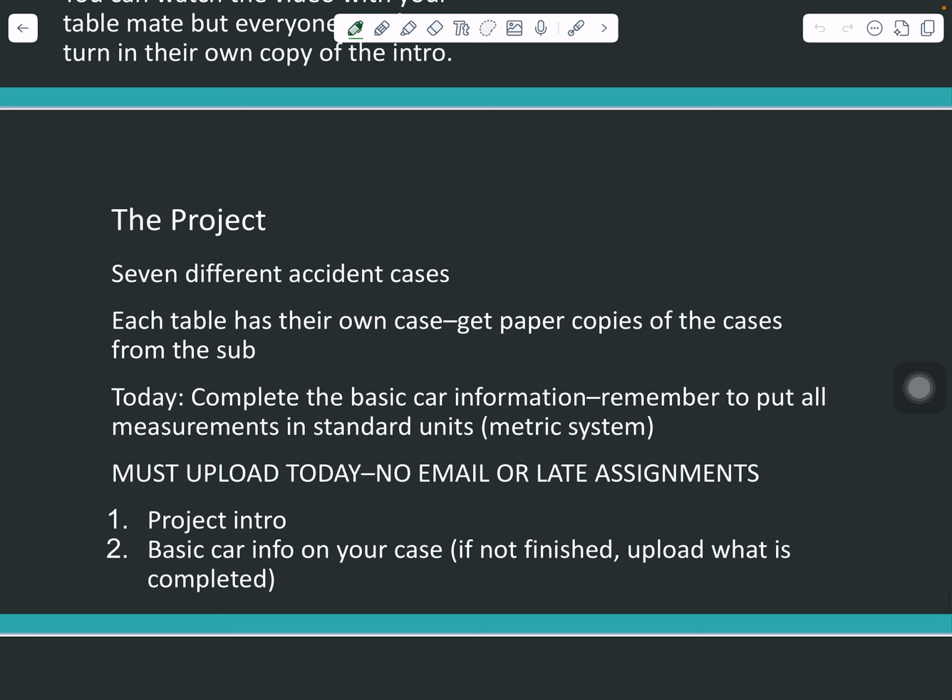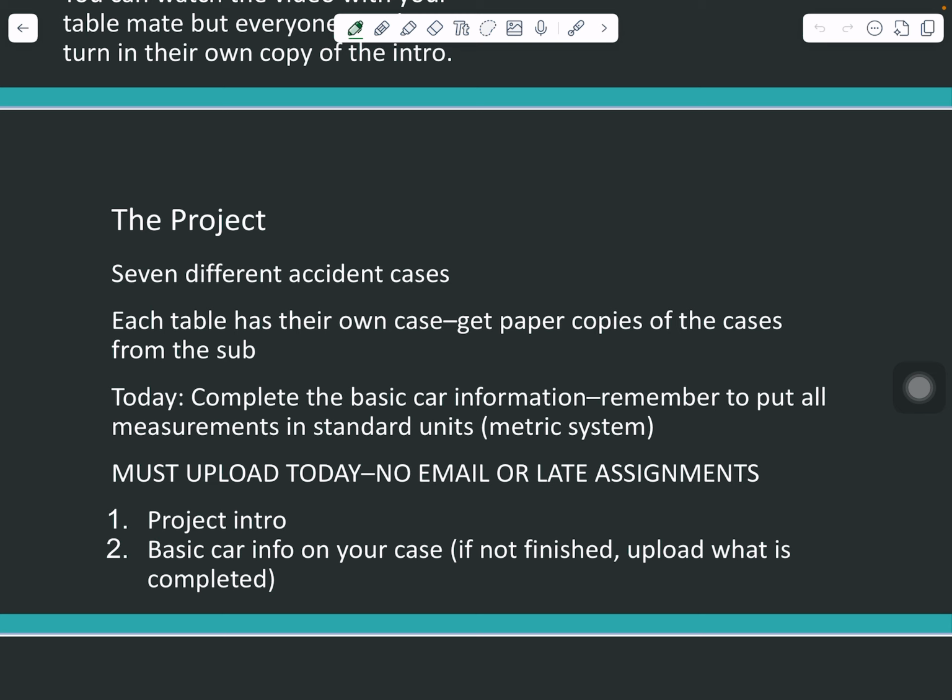You should read through that assignment, but here it is in a nutshell. There are 7 different accident cases. There are 7 pairs of you in the class. So each table is going to get their own case. The sub has paper copies of the cases. Each table will get 2 copies, 1 for each person. And there's also a paper project log.